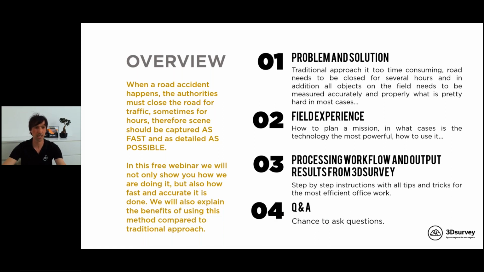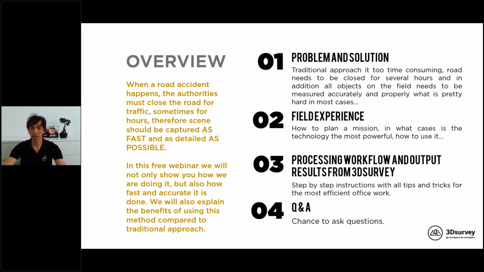What we are going to see today is accident mapping. When a road accident happens, the authority must close the roads for traffic, sometimes for hours. Therefore, scenes should be captured as fast as possible and as detailed as possible. This is a pretty strong technology for really quick data acquisition, to gather a lot of data and process it later in the office. In this free webinar, we will not only show you how we are doing it, but also how fast and accurate it is done. We will also explain the benefits of using this technology compared to the traditional approach.